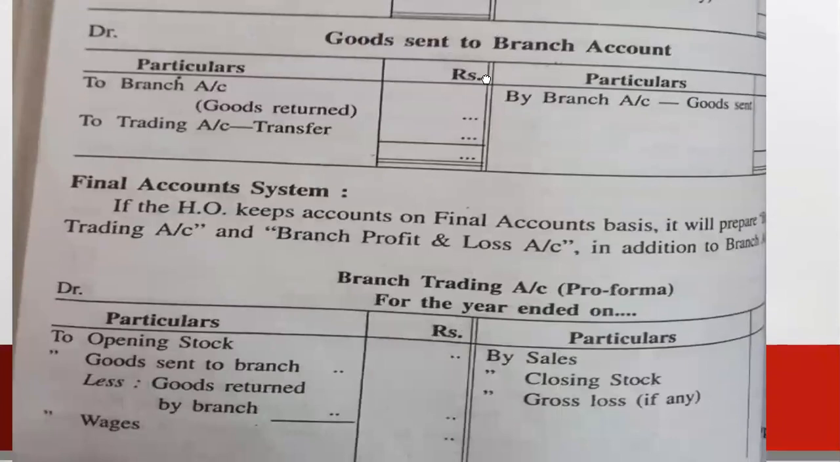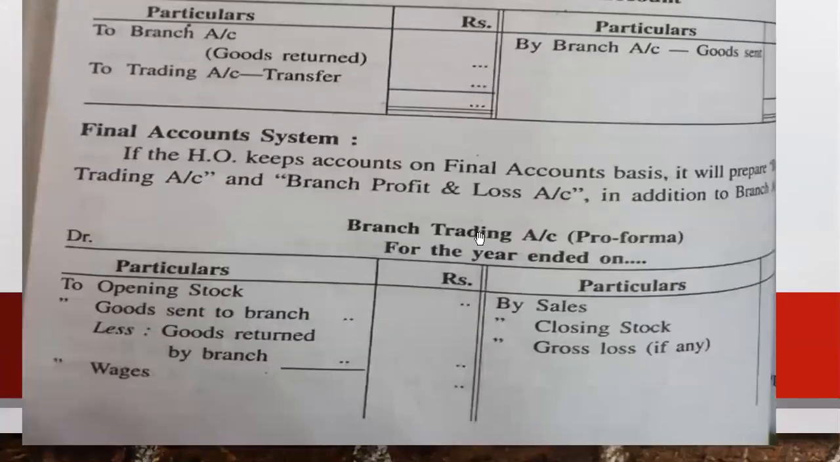Then when we are making the final account system in the head office books, we have to make branch trading account. This will be the same account as we make a normal trading account. Here also there will be an opening stock in the debit side and closing stock in the credit side. Then goods sent to the branch, and we'll minus any return of goods. And then we'll write down the net goods sent to the branch.